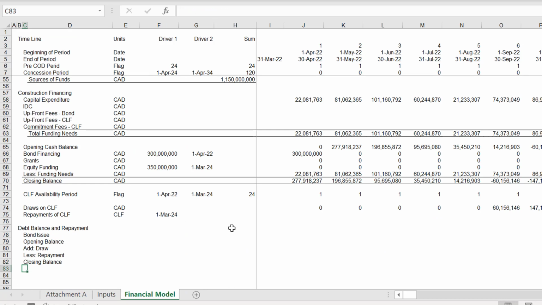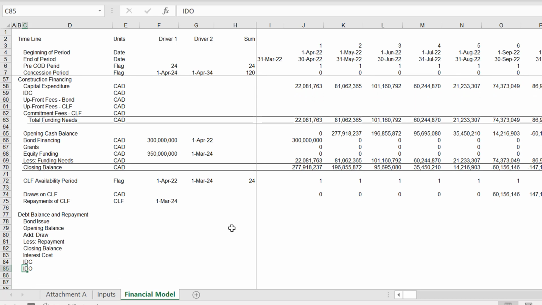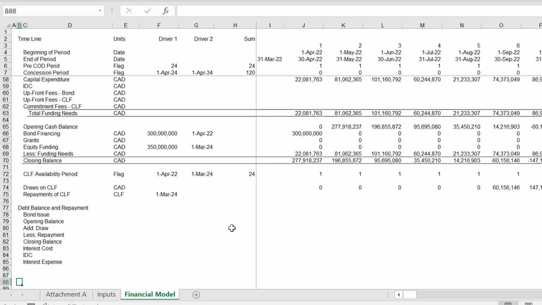Okay, so once we put that, we'll put the interest cost, and then really the IDC is just an allocation, and then IDO. My client calls the rest of this IDO. I call it interest expense. I think maybe we put the bond issue like that. How's that? And then we're not quite finished, because once we have the bond issue, we also have an upfront fee.